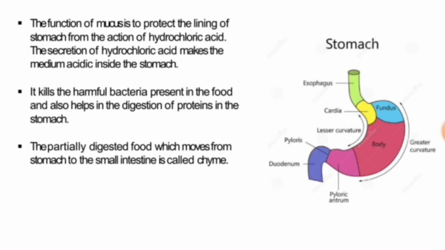It kills the harmful bacteria present in the food and also helps in the digestion of proteins in the stomach. The partially digested food which moves from the stomach to the intestine is called chyme. If you look here, the stomach has different parts. The esophagus ends here, and after that is the cardia. We have a fundus and the body of the stomach and the lesser curvature. Pylorus, duodenum, pyloric antrum and greater curvature. These are the different parts of a stomach.